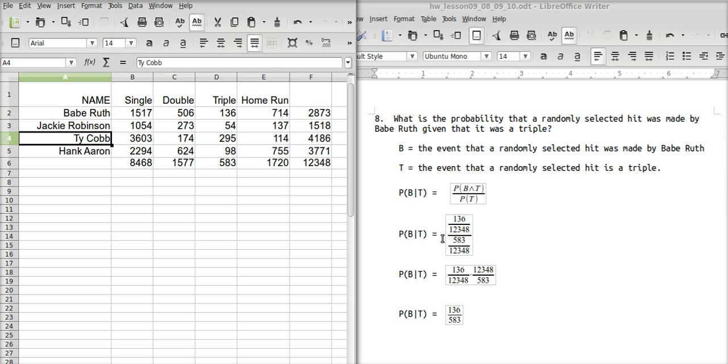So now to figure this out, all I need to do is to carry out this division, right? I divide fractions by inverting the bottom one and changing it to multiplication. So here's that step done, and then I would cancel the 12,348 here and here, and then multiply together. I have 136 divided by 583. That would be the probability, and I believe that's as reduced as you could get it. There are no common factors there. So that's number 8.